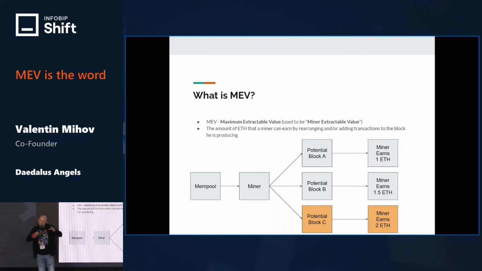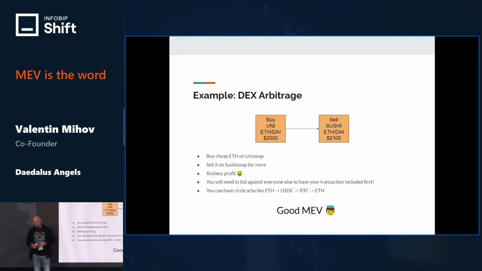Because they're in this position where they can arrange things the way they like, they can extract this value. This is the maximum extractable value, and we're going to see why this is very important for the whole consensus. If we're building a blockchain or a dApp or whatever, we need to take this into account, because otherwise very bad things can happen. So let's see some examples of such extractions.